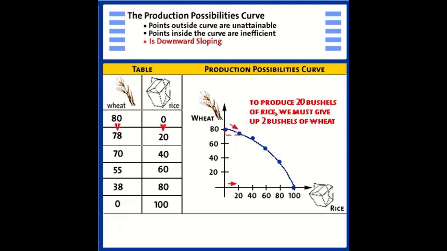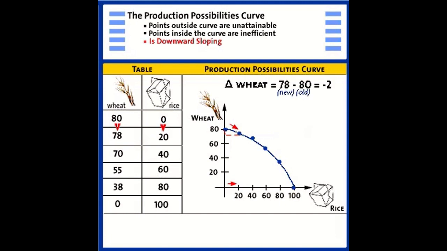We can even calculate the opportunity cost per bushel of rice by doing a little calculation. First, let's calculate the change in wheat production. The change in wheat production is the new quantity of 78 minus the old quantity of 80 for a change in wheat production of -2, a loss of 2 bushels. The rice production is 20 minus the old quantity of 0, so the change in rice production is 20 bushels. 20 minus 0 equals 20.